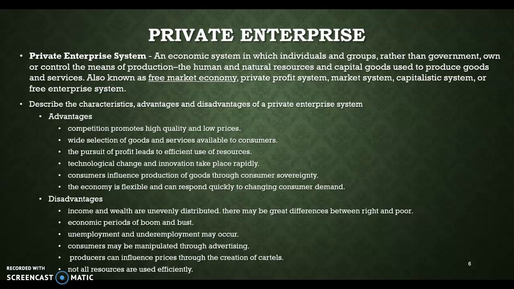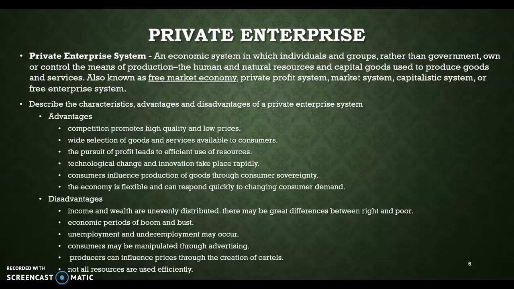Producers can influence prices through the creation of cartels. That means the more they own, the more they can control, and they can also jack up the prices. And not all resources are used efficiently. We see that on a day-to-day basis where they're cutting down trees, cutting down rainforests, and things of that nature to make more products. So these are some of the advantages and disadvantages of a private enterprise.